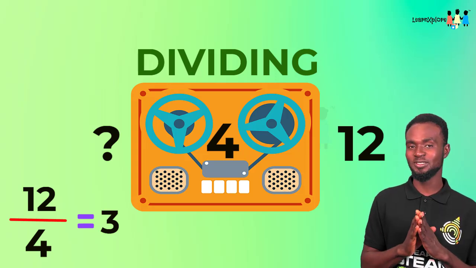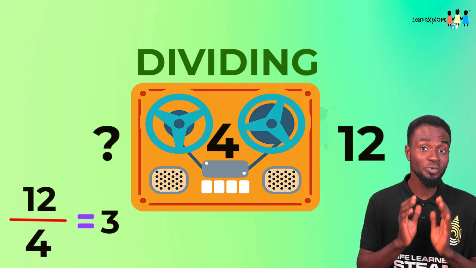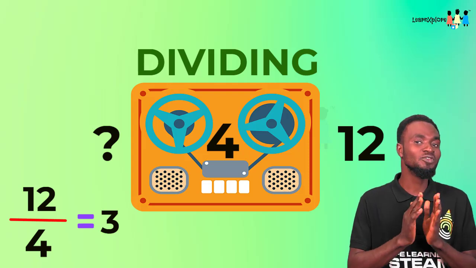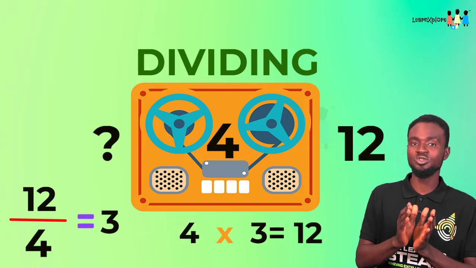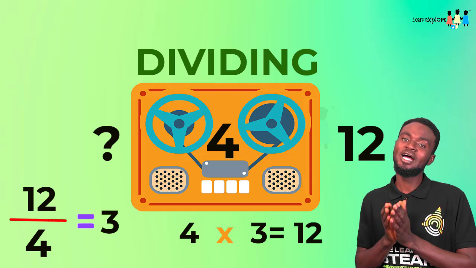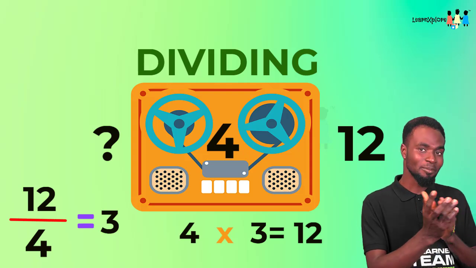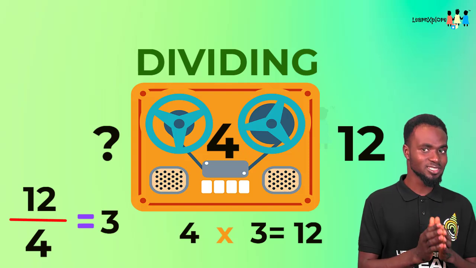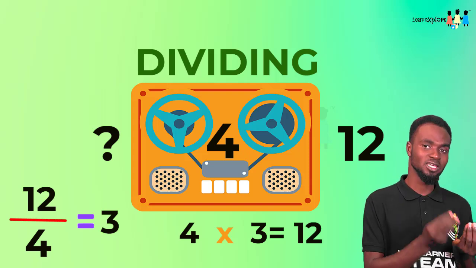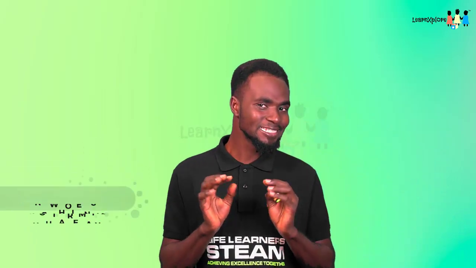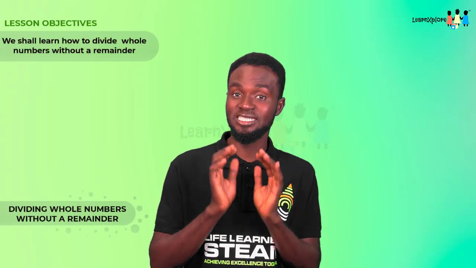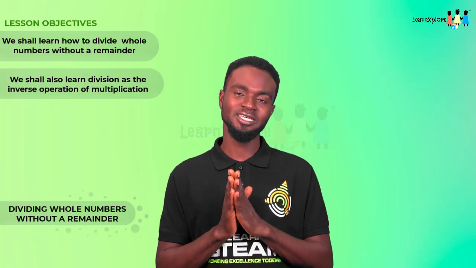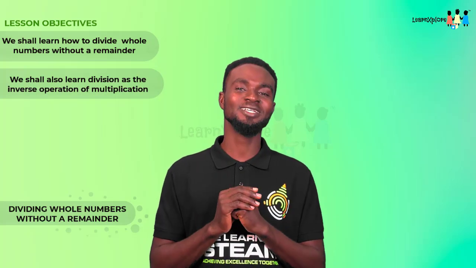That's what division does. Division is an operation that can undo what multiplication did. So if you had 4 times 3 to give us 12, you can have 12 divided by any of the factors to give you the other missing factor. Say for instance, 12 divided by 4 gives us 3. So in this lesson, we're going to be looking at division as the inverse operation of multiplication. So stick around as we continue.